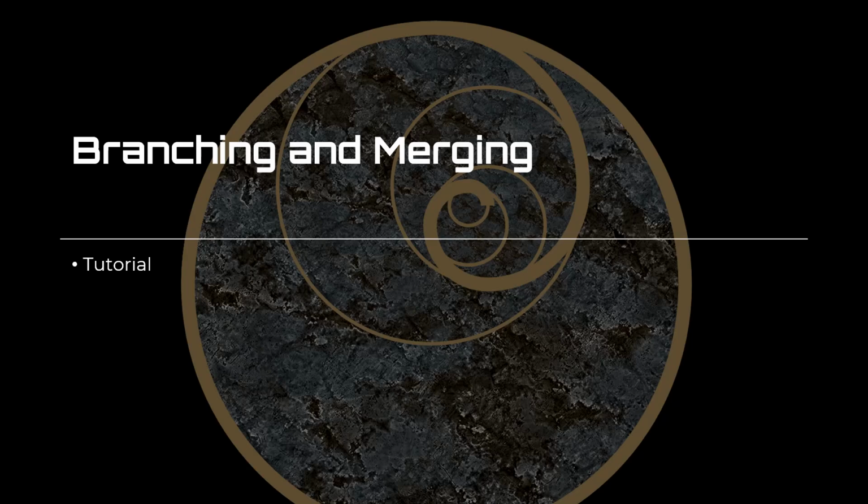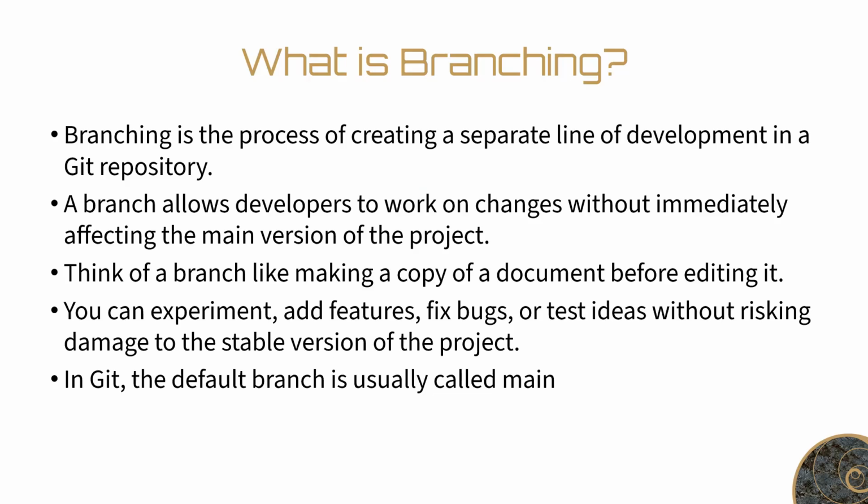I'm a software development instructor, and today I'm going to demonstrate how to use branching and merging with Unity. So, what is branching? Branching is the process of creating a separate line of development in a Git repo. Essentially, it's kind of like if you've ever had a document, you've made multiple copies to keep previous versions. This is what branching is in Git and GitHub.